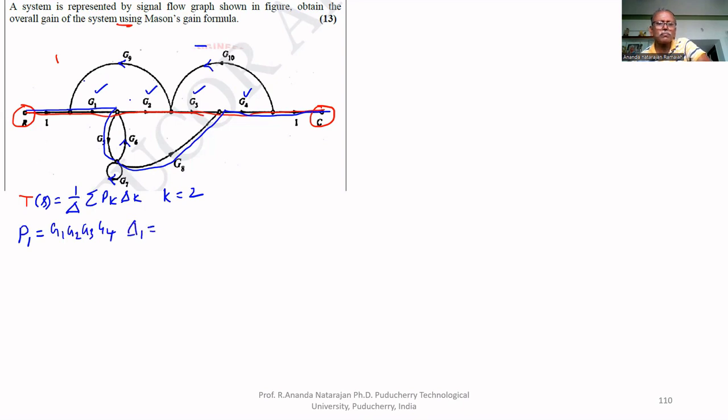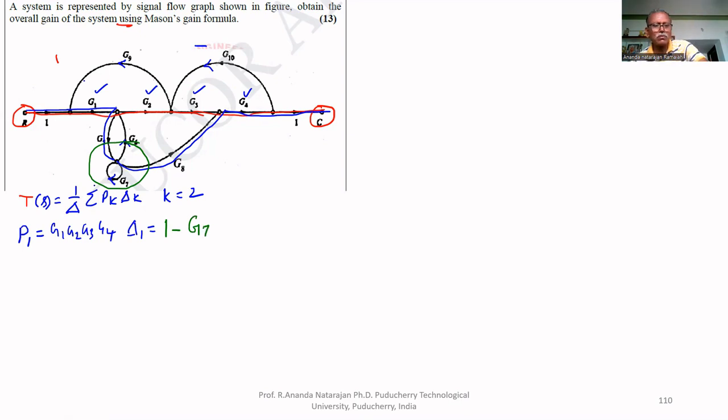Delta 1 equal to the part of graph which is not touching the forward path. This is the part of graph which is not touching the forward path. Therefore, that is equal to 1 minus the loop in that part of graph, which is G7. Therefore, delta 1 equals 1 minus G7.